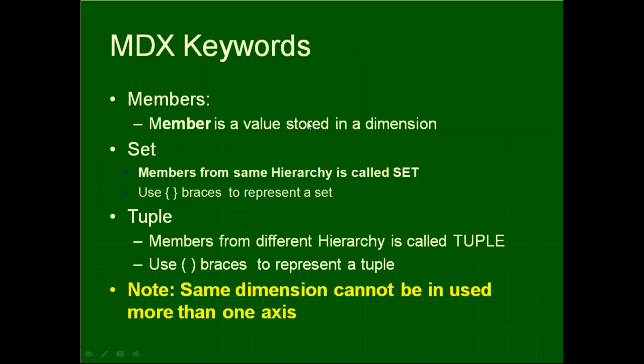What is a member, we already discussed, and what is a set and a tuple we are also going to discuss very soon. Members from the same hierarchy are called a set, and to represent a set we use this kind of brace. Members from different hierarchies are called a tuple, and this kind of brace can be used. Same dimensions cannot be used in more than one axis.